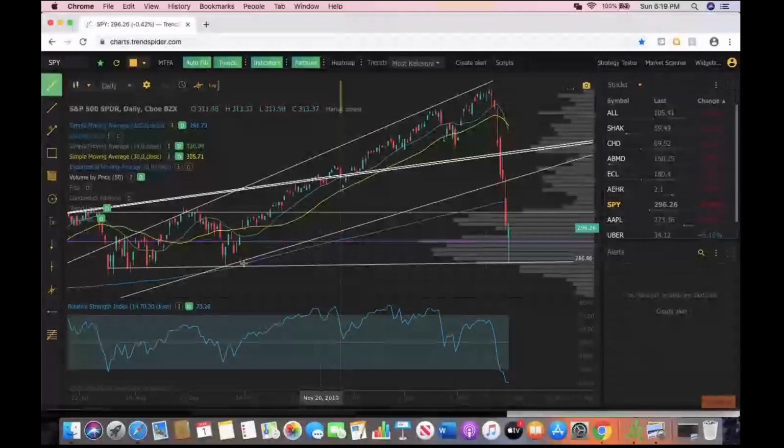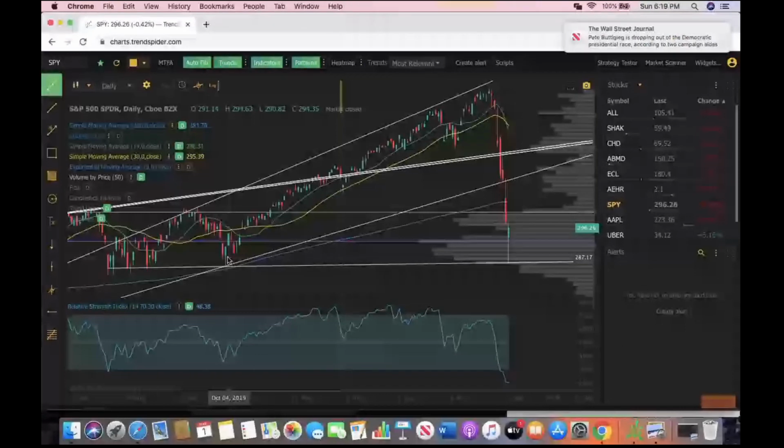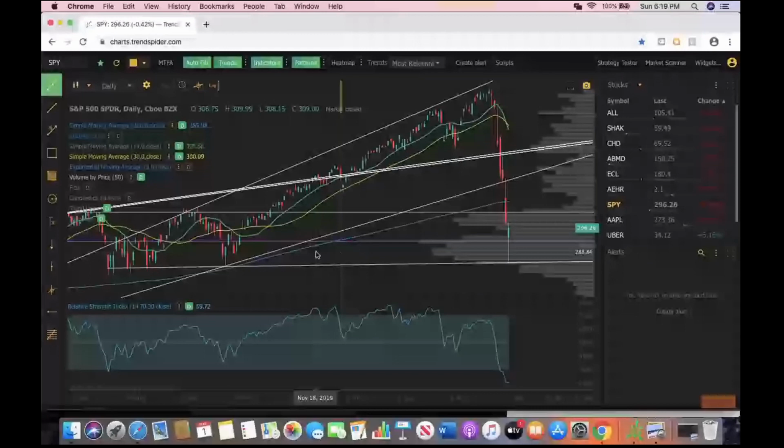Where's that 286 level? Beautiful. Yeah, it's the 286 level. We had a lot of opens and closes on the wicks and stuff like that. But this volume by price, which you actually got me into, is something that I really focus on a lot now when going into my trades.